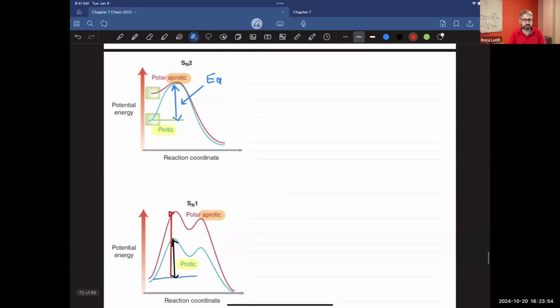Now let's zoom in on that. Let's see why the activation energy for SN2 will go up. It will go up if you use a polar protic solvent. It has to do with the transition state.